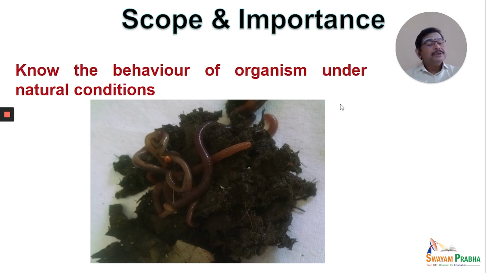So we have to appreciate these annelids and their importance, and unless we know the behavior of this organism under natural conditions, the scope and importance are not understood. So this is an important scope and importance where we apply. The scope is we can use these organisms even to clean a contaminated site. Their importance is that they are the farmer's friends, they are used in the agricultural field, and they convert the organic matter into simpler, readily available nutrients for the plants.